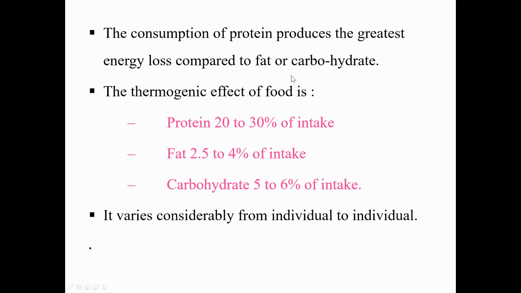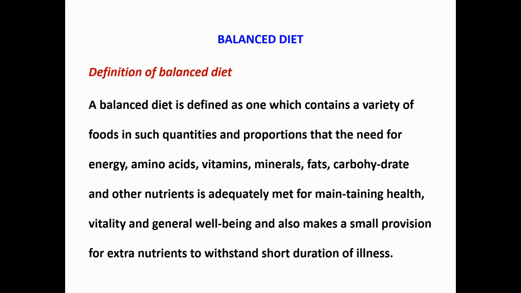or carbohydrates. Okay, so the thermic effect of food: proteins will be 20% to 30% of intake, fats will be 2.5 to 4 percent of intake, and carbohydrates will be about 5 to 6 percent of intake. It varies considerably from individual to individual, because everyone has different dietary patterns and different muscle mass, and the metabolism will differ. And then the next topic is a balanced diet.